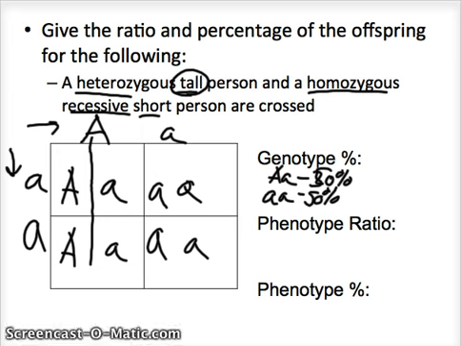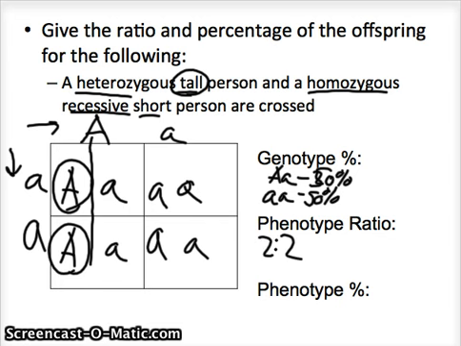The phenotype now is whether it's dominant or recessive. So what I do is I circle all the boxes that have a capital letter. Alright, there's two of them. So that means there's two dominant, two recessive. That would be the ratio. The ratio is just a number compared to another number. And then the phenotype percentage would be, just like our genotype, tall would be 50% and short would be 50%, because half of the boxes are little a, and half of the boxes have a dominant letter.